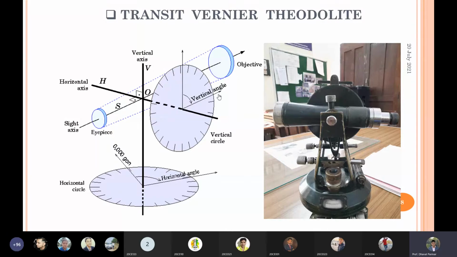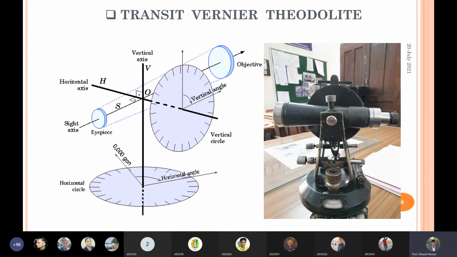But in a non-transit theodolite, what happens? The telescope is not able to rotate about its horizontal axis or to measure a vertical angle. That's why the non-transit theodolite is now obsolete, and the transit theodolite is now used to measure the vertical angle as well as the horizontal angle.